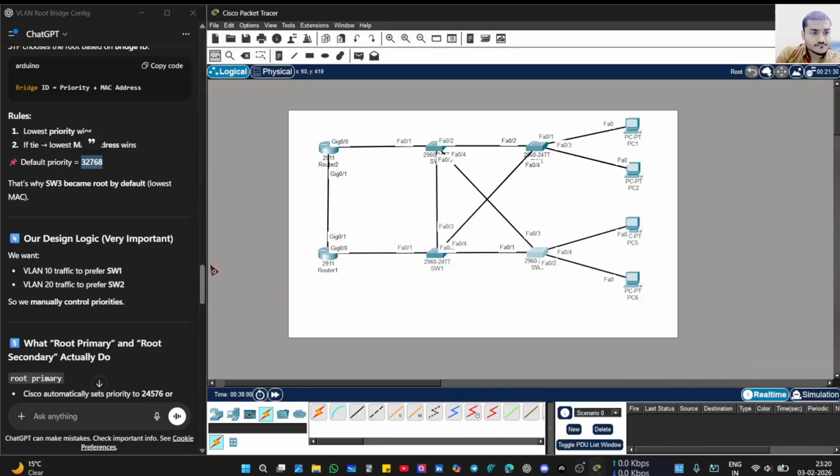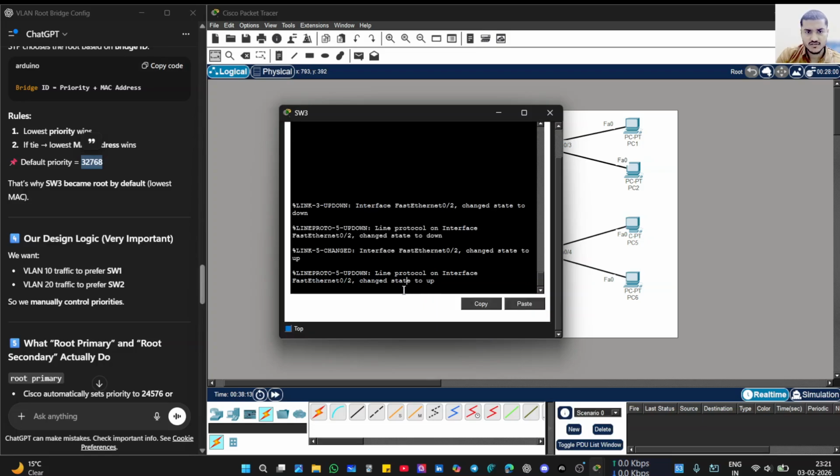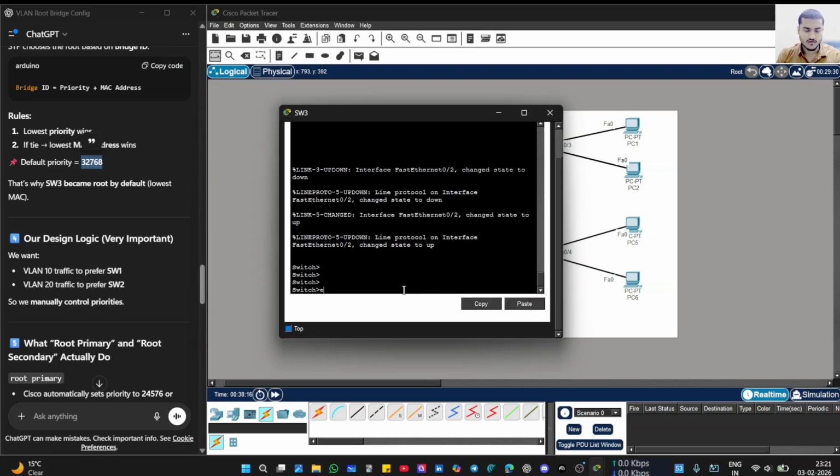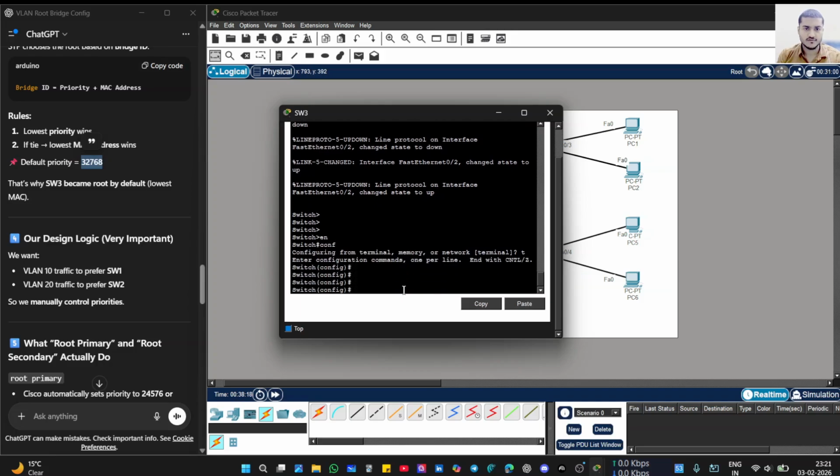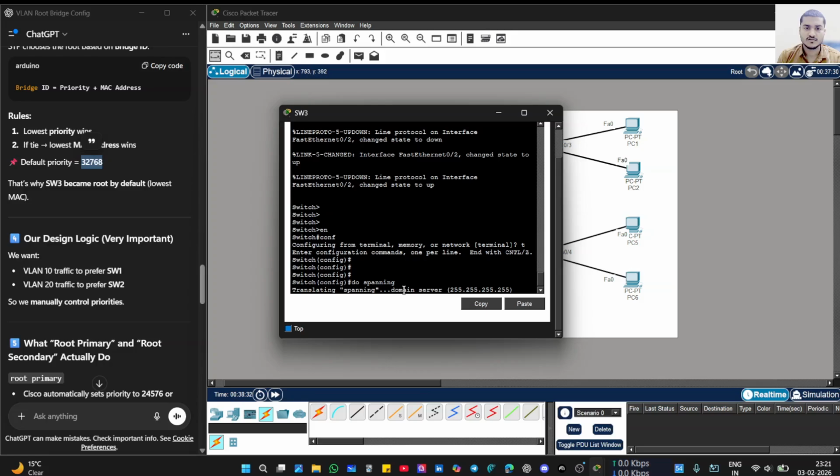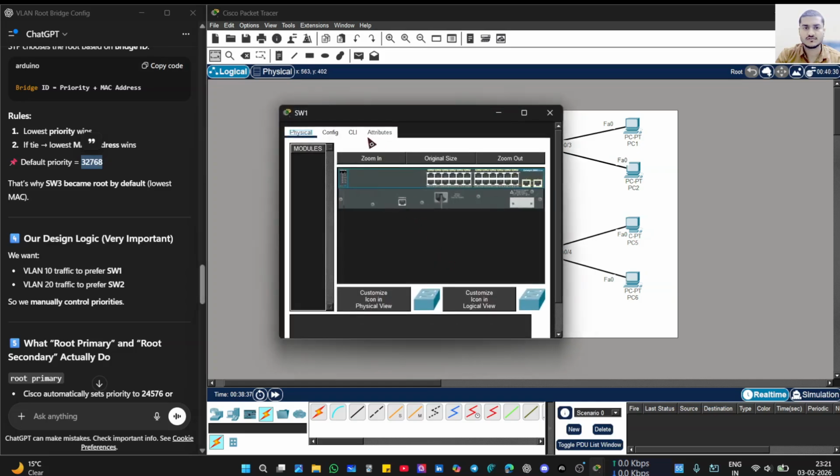You can see right here, this is the reference only, and whatever we are going to do, let me check it over here. I will go into global configuration mode. Now I'm in global configuration mode. What I have to do is check the spanning tree. Let me try to check with the domain server on switch 1.